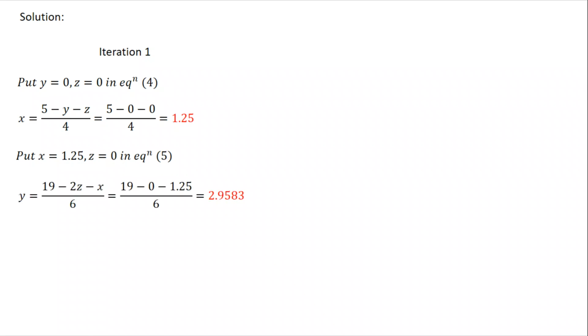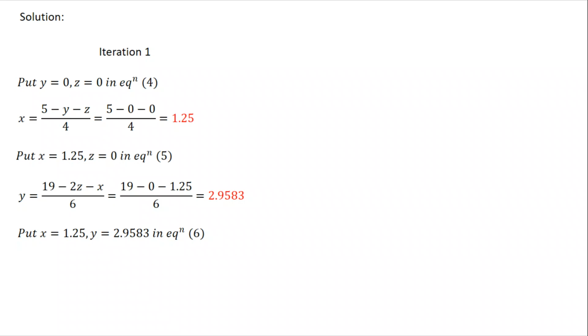So x is 1.25 and z is 0. Put this in equation 5. Equation 5 is y = (19 - 2z - x) / 6. Here z is 0 and the value of x we calculated is 1.25. Put these in this equation, and after simplification we get 2.9583.